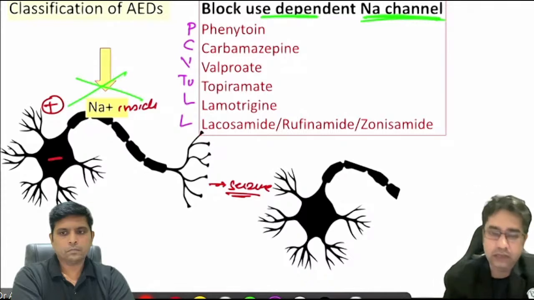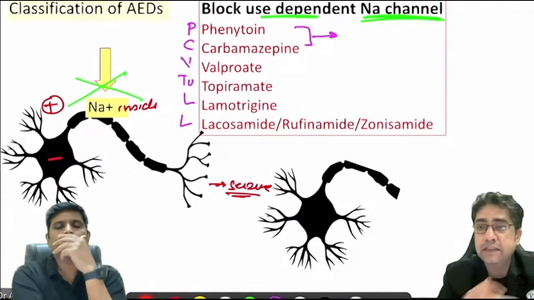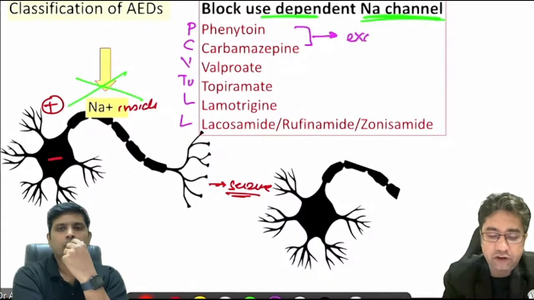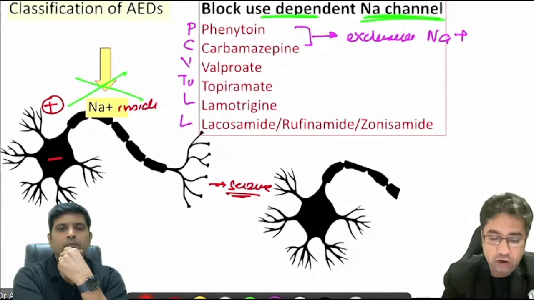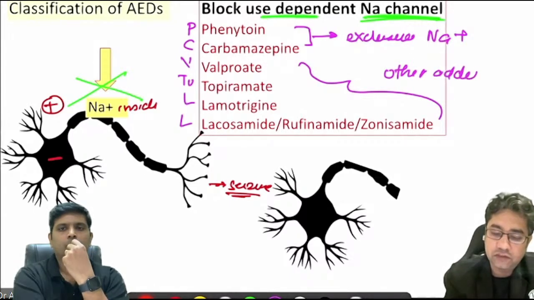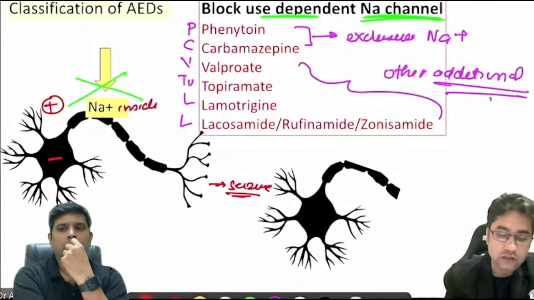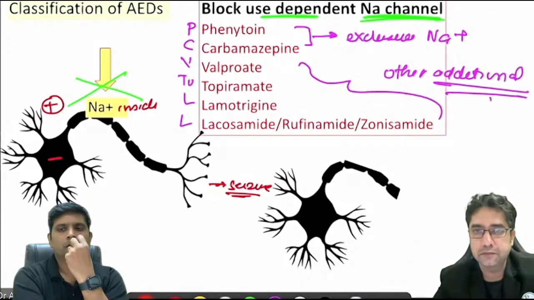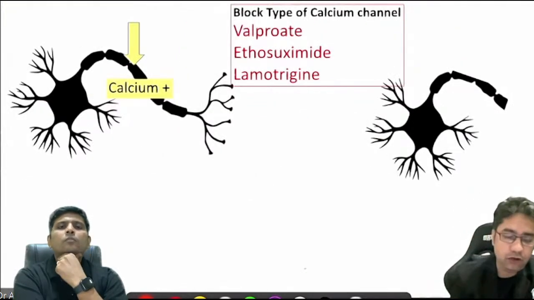Now the point to be noted is that the first two drugs, phenytoin and carbamazepine, are exclusive for sodium channel. They don't have any other action, but all these other drugs have additional actions also, which we are going to discuss. So the second type of anti-epileptic drug is the drug that blocks T type of calcium channel.